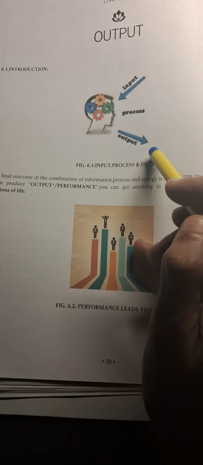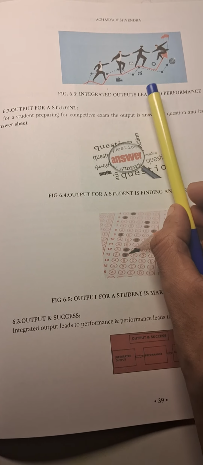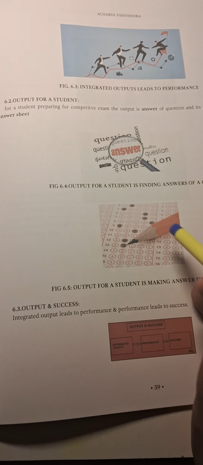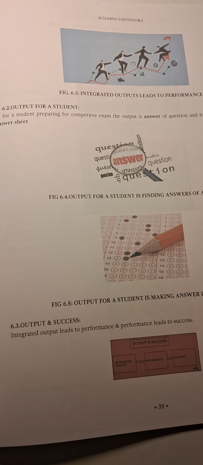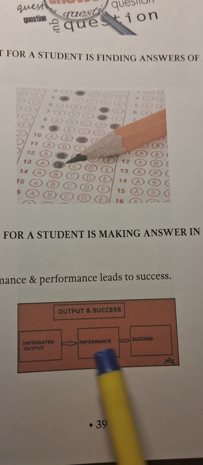Let's understand another thing, which is the output. The human mind brain system basically comprises input, process, and output, as I explained earlier. And this performance leads to success in life. There is a concept of integrated output which leads to performance. Your mind brain system has to work as an integrated system to lead to performance. And output for a student is getting answers and filling them in the OMR sheet, as far as competitive exams like JEE NEET are concerned. So there is a concept of output and success. Integrated output leads to performance, and performance leads to success.